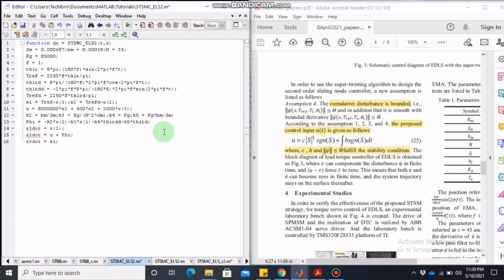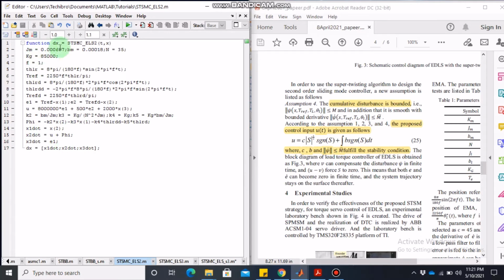X3 dot before was b times sine of s because there was a sliding surface, but here the integrator state only needs to be the error. So the derivative of the integrator state is the error, and the integrator state itself will be the integral of the error. Then this completes the code of PID control.